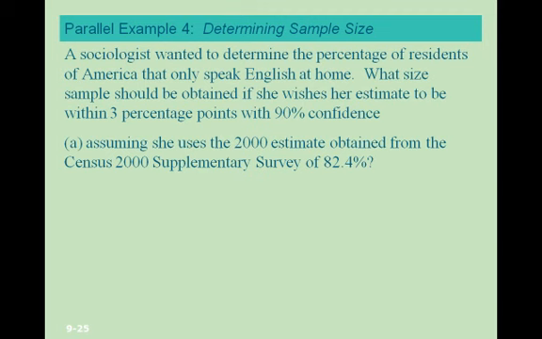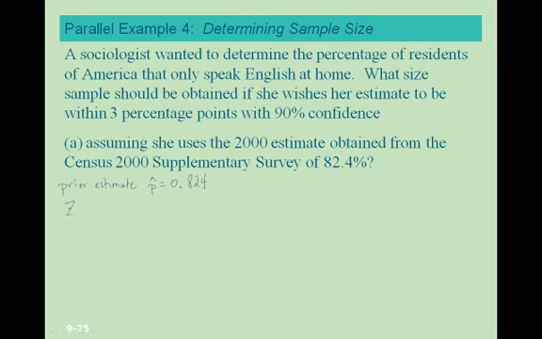A sociologist wanted to determine the percentage of residents of America that only speak English at home. What size sample should be obtained if she wishes her estimate to be within 3 percentage points with 90% confidence, assuming she uses the 2000 estimate obtained from the Census Supplementary Survey of 82.4%. So in this case, we do have a prior estimate for p hat. So our p hat value is equal to 0.824.